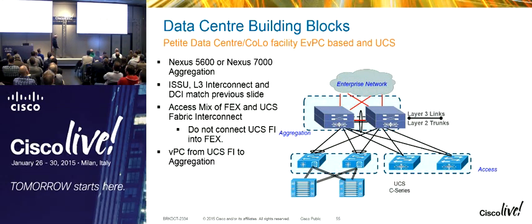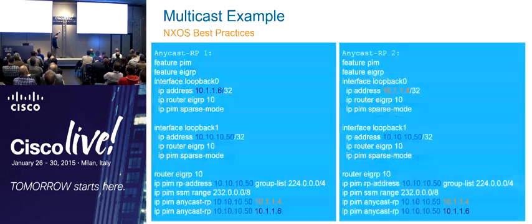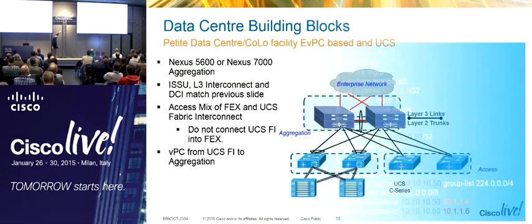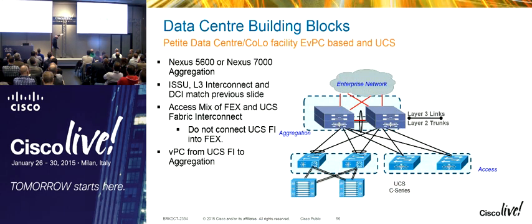So as I'm doing these designs, 7Ks, even if I'm using the 6K as my aggregation tier, turn on your multicast, get it out of the way. It's a simple config. It's solid. It's been around forever. Let it go. As I do this, though, I'm going to set that up on my spine switches.